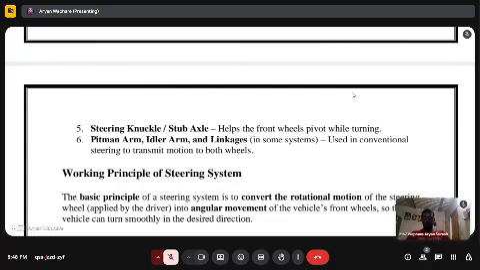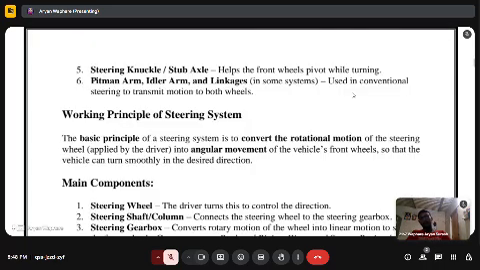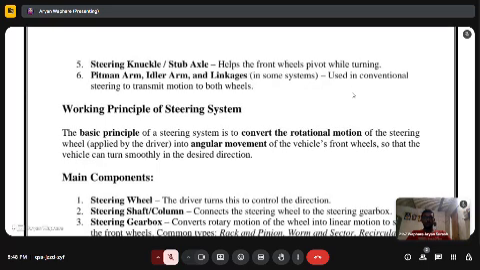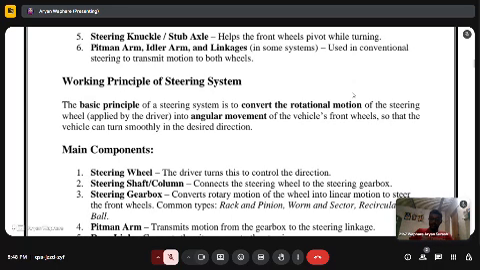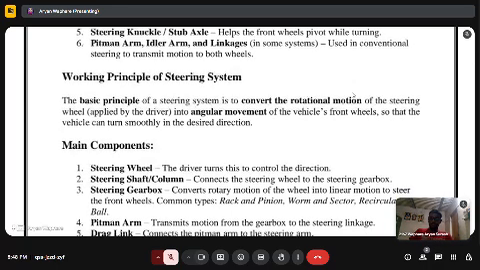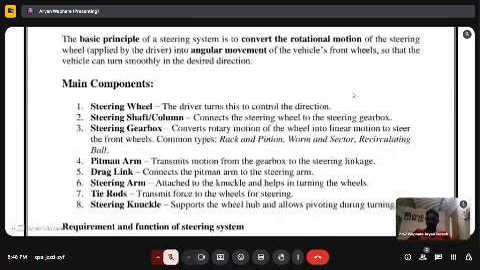Working principle of steering system. The basic principle of the steering system is to convert the rotational motion of the steering wheel into angular motion of the vehicle's front wheel so that the vehicle can turn smoothly in the desired direction. The main components are steering wheel, steering shaft or column, steering gearbox, pitman arm, drag link, tie rod, steering knuckle.